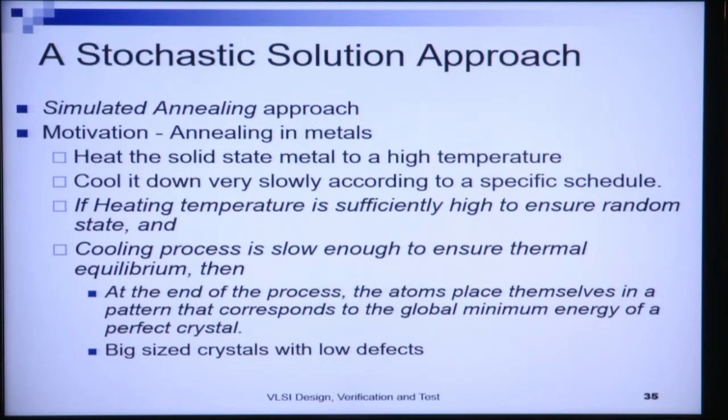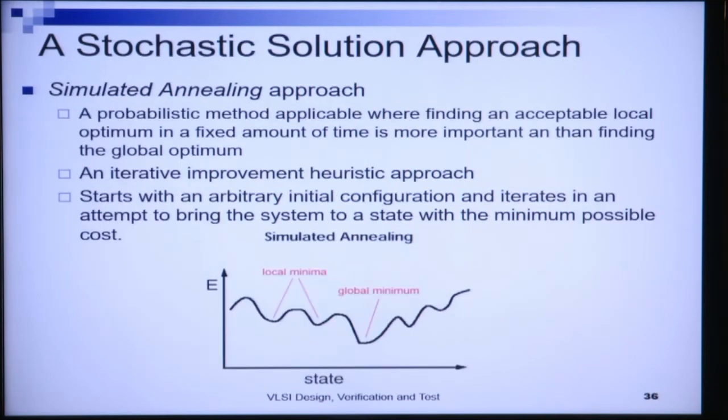And with this we obtain large size crystals with low defects. So the basic procedure is to heat the metal to a very high temperature and then cool it down slowly using a thermal schedule, so that after the cooling process is done we get big defect free crystals. Now this approach was used in simulated annealing. Now simulated annealing is a probabilistic method applicable where finding an acceptable local optimum in a fixed amount of time is more important than finding the global optimum.